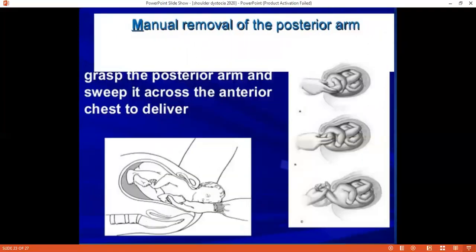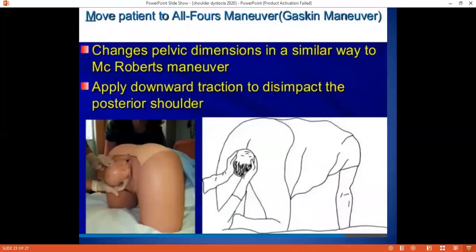Manual removal of the posterior arm. I can introduce a hand to the posterior arm and grasp the elbow, and try to deliver the baby by sweeping the hand over the chest. Avoid pulling on the hand or on the humerus. This will cause fractures. After delivery of the posterior shoulder, the baby will be delivered easily. These maneuvers should be done in order, meaning we must follow the same sequence mentioned during the management of this problem.